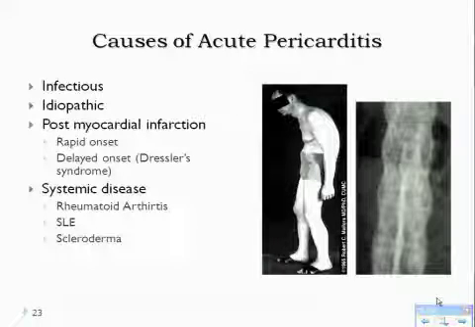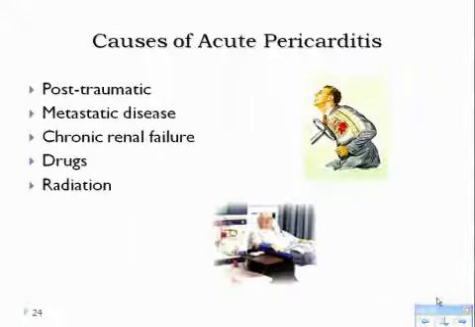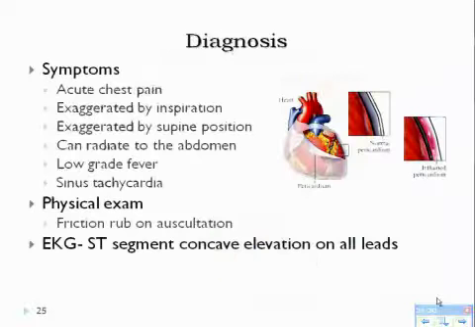Also, systemic diseases such as rheumatoid, lupus, or scleroderma will induce acute pericarditis. You can also get acute pericarditis from post-traumatic injury, metastatic disease, chronic renal failure, drugs, or radiation, just like those from other forms of tamponade. Acute pericarditis can go into tamponade, but it's a little bit more rare.